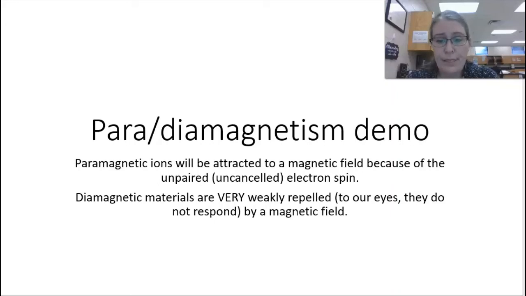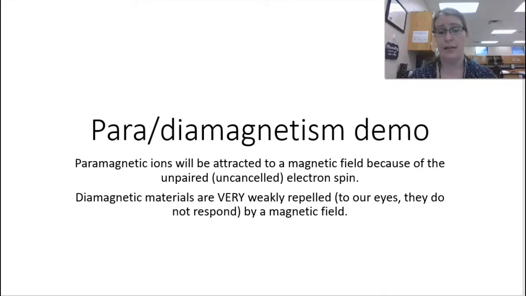Looking at para versus diamagnetic materials, we know that something that is paramagnetic, a paramagnetic ion, is actually attracted to a magnetic field. And that's because in a paramagnetic material, we have electrons that are unpaired in their atomic orbitals. And so since we have one up but not one down, that net spin or movement isn't balanced out, and you have a paramagnetic system. It will be attracted to a magnet.